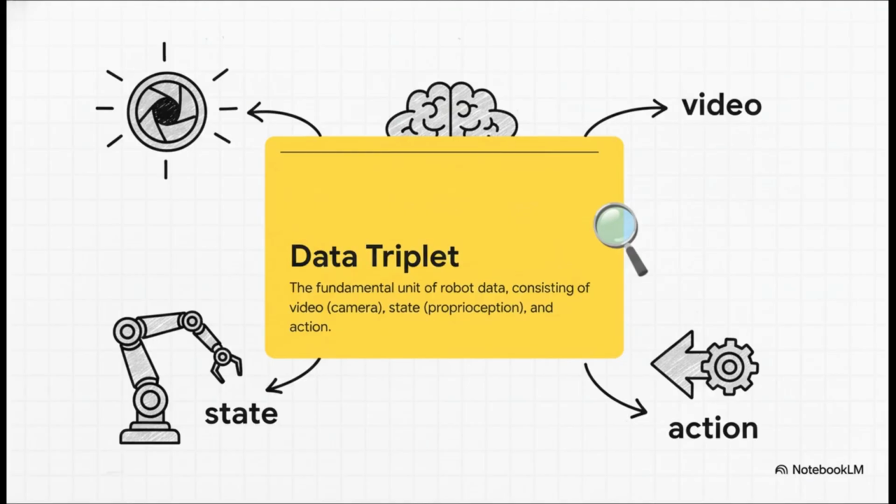GR00T basically thinks in these little data packets, these triplets. It needs 3 things: the video from the robot's camera, the robot's own state, that's proprioception, stuff like joint angles, and then the action, the actual command you sent to the motors. This triplet is how the model connects what it sees to how it feels to what it should do.